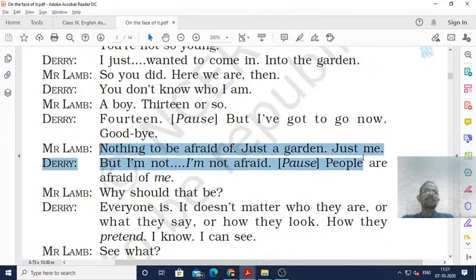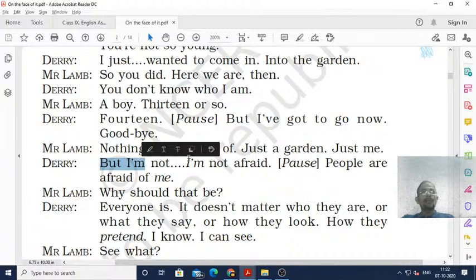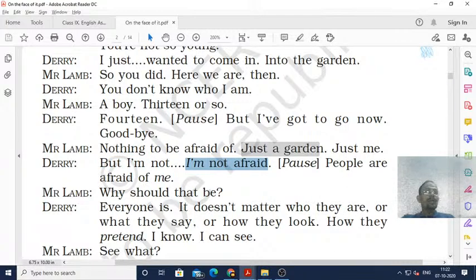Just a garden, just me. You don't feel scared anymore because it's just a garden and it's just me in the garden. You have no reason to get frightened or feel scared. Okay, it's just me. Daddy says, but I am not scared. I am not afraid. People are afraid of me. I am not afraid of people. Daddy says, but people are afraid of me.